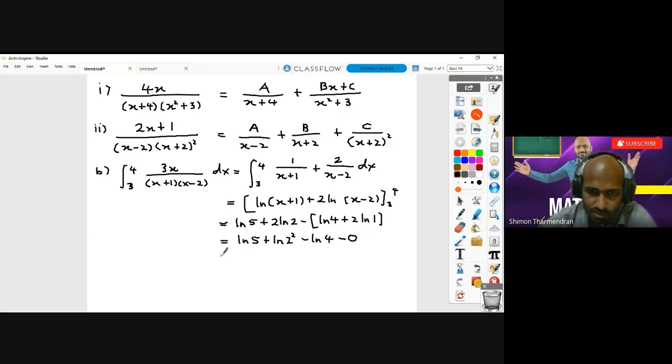Just now I told you guys. See what happened? This is ln 5. This become ln 4 tolak ln 4. 0, forget about it. So we already show. They asked to prove it is ln 5 and we got ln 5 over here. Clear, guys and girls?